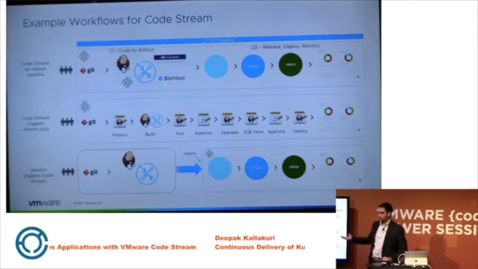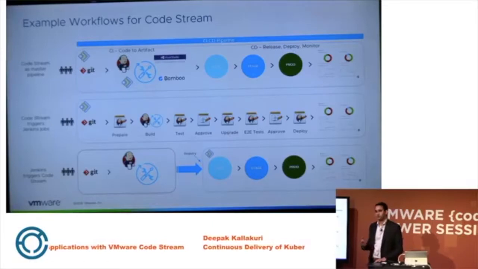And the third use case is essentially you continue to use your Jenkins for the build, and that kicks off an image into an artifact tree or some sort of registry. And you can get that trigger and run the CD pipeline.